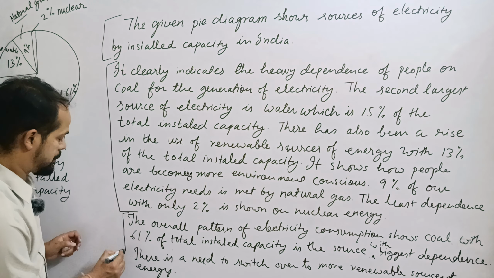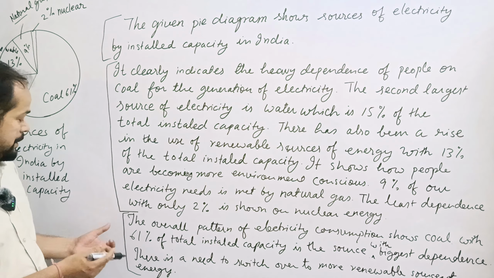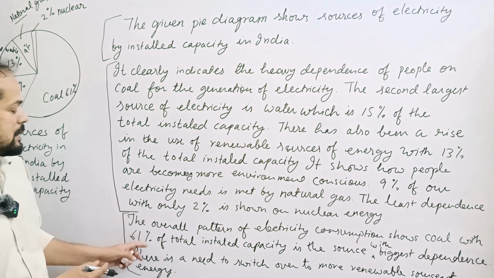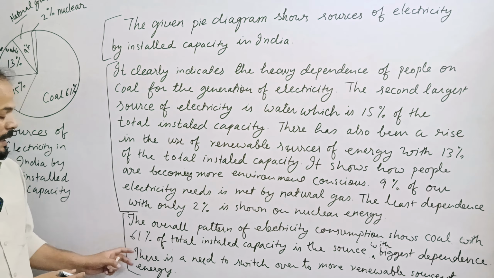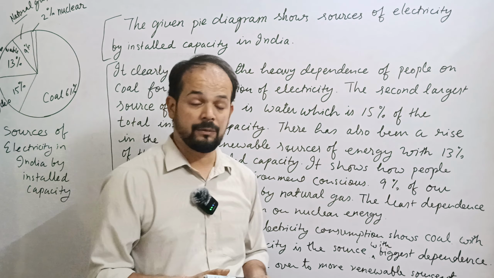And in the last section, we talk about the conclusion. How do we conclude? The overall pattern of electricity consumption shows coal, with 61% of total installed capacity, is the source with biggest dependence. There is a need to switch over to more renewable sources of energy.